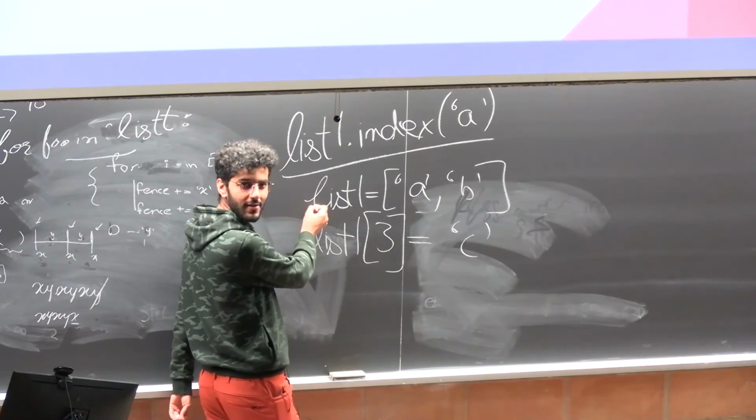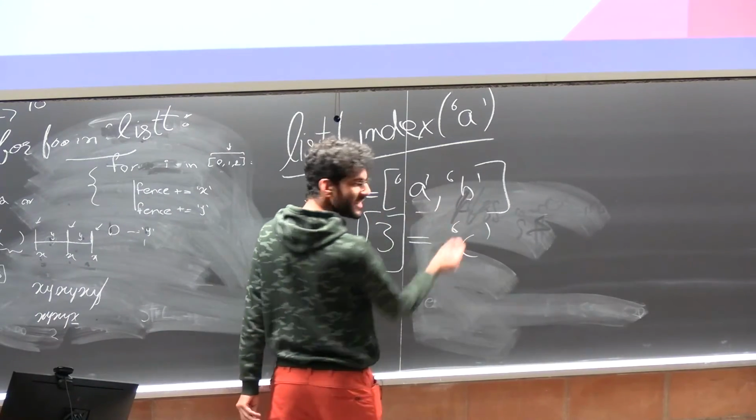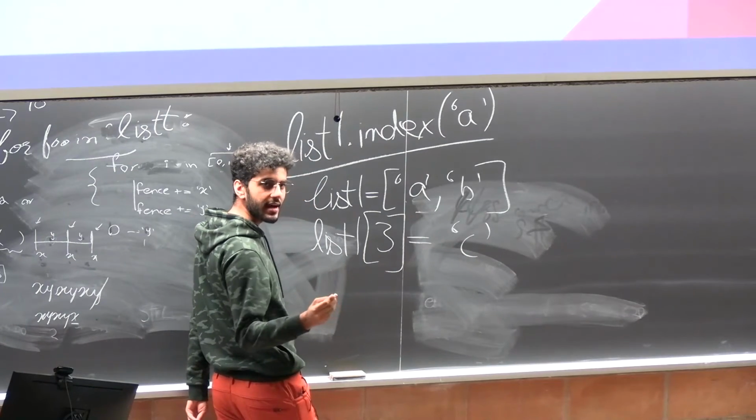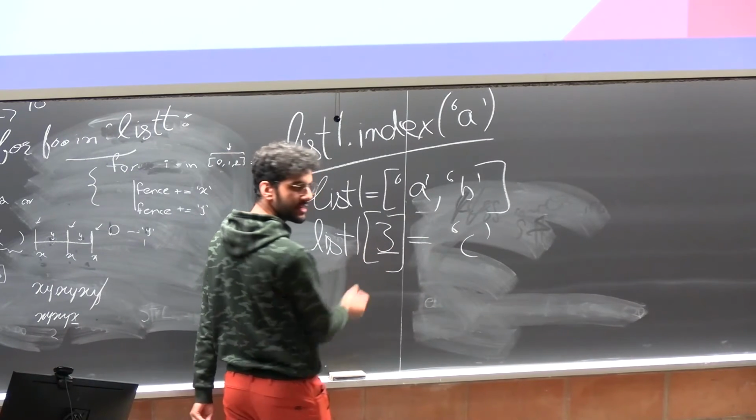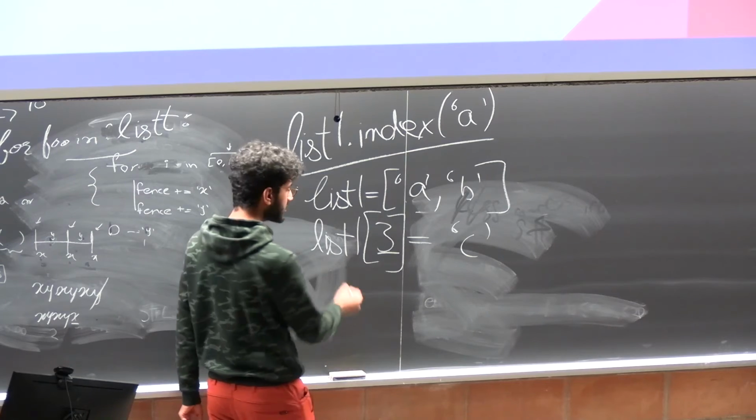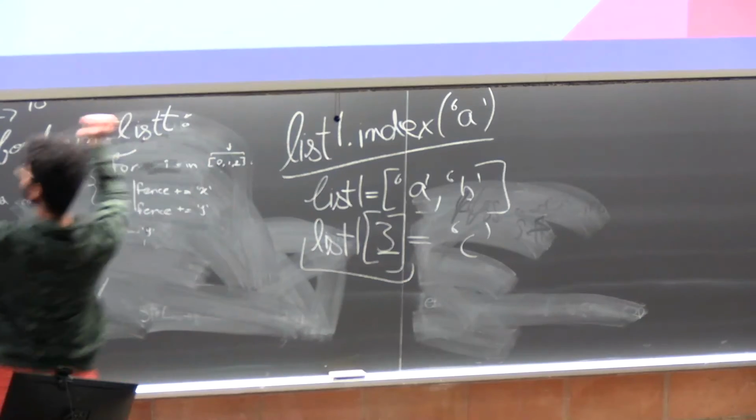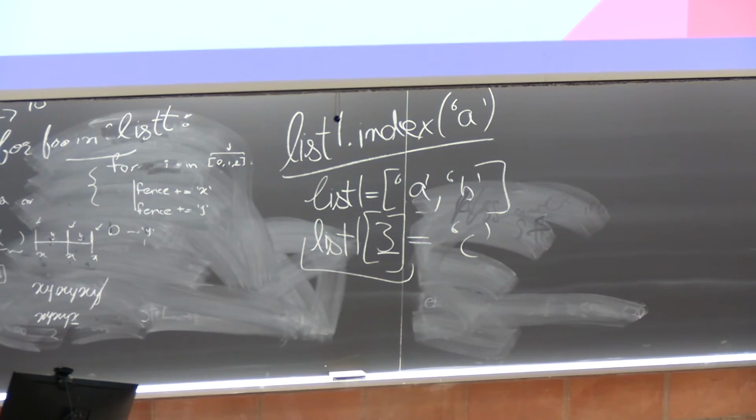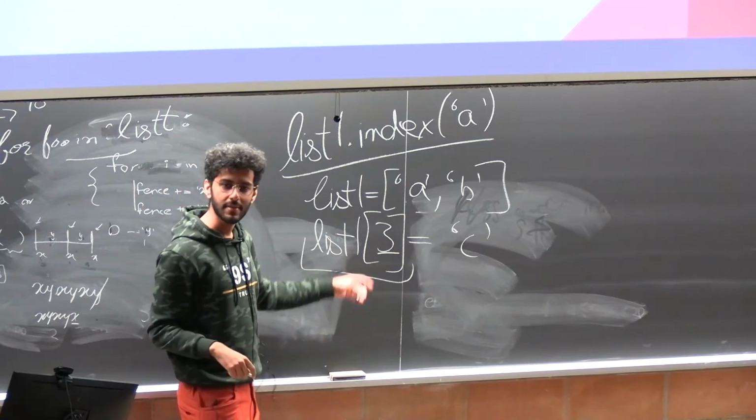What is list 1? List 1 is A, B, and I'm trying to change something at 3. So what is this doing? This is going in this box and trying to find directly something which is not present. So this will give an index error.